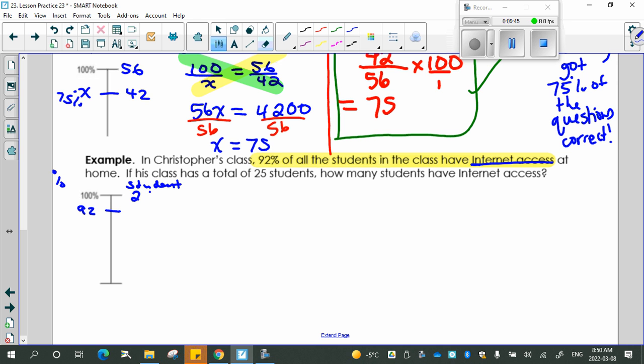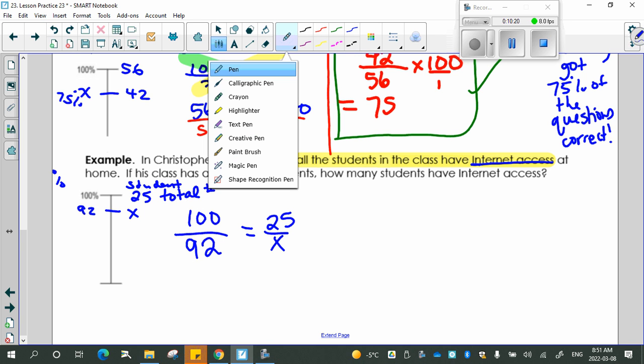This is 25 because this is the total number of students in the class. And we want to know how many have internet access, so X goes there. Okay? So 100% means total, 25 people total in the class. How many have internet access? 92%, but we don't know what that is in the number of students. So right from this picture, we can make a proportion. 100 over 92 has to equal 25 over x.